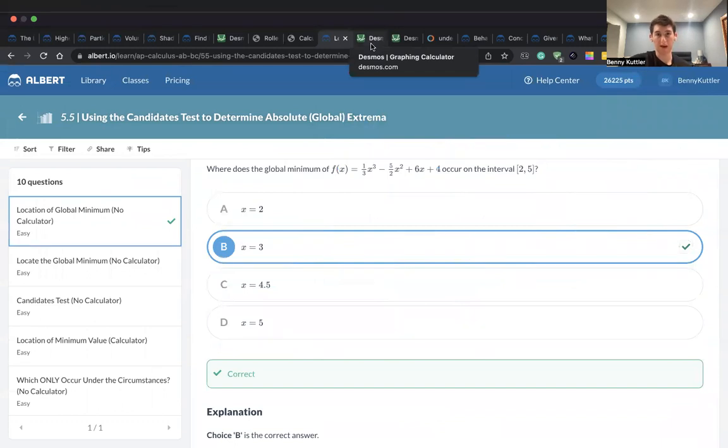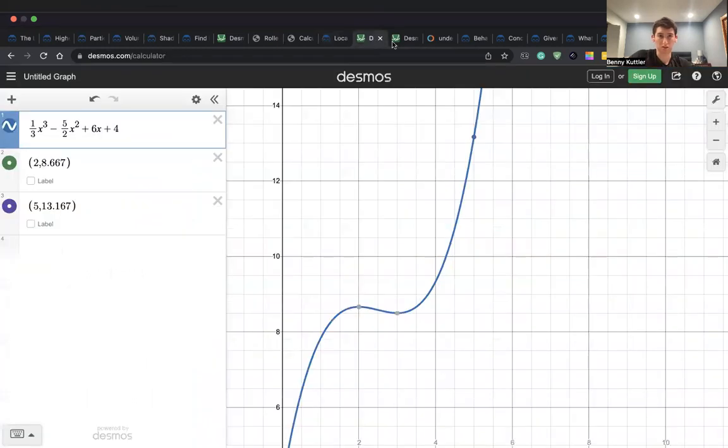Hopefully you could follow all that math. But it's just plugging in numbers based on the candidates for when the derivative is equal to 0.